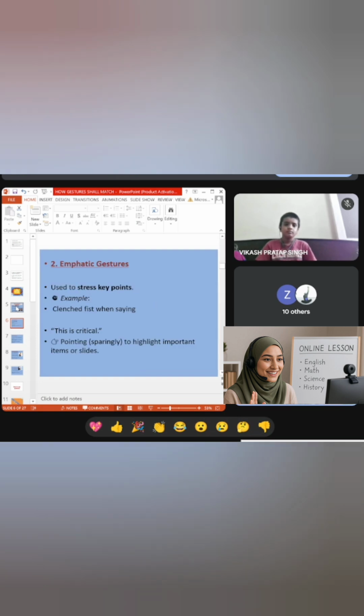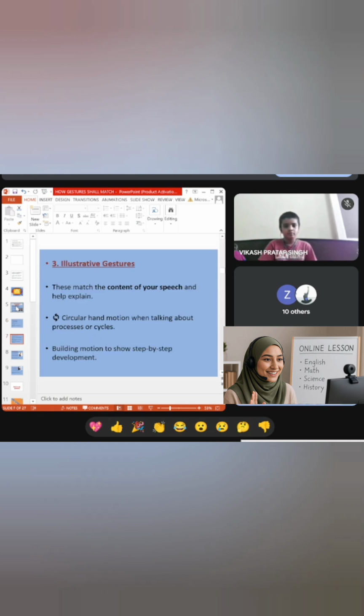Moving on to the next one, that is emphatic. Emphatic gestures are used to stress key points. For example, pointing to highlight important items or slides in the presentation. If you want to point out something important, you emphasize it, or clench your fist, or something where you want to emphasize a crucial matter, you will use emphatic gestures.